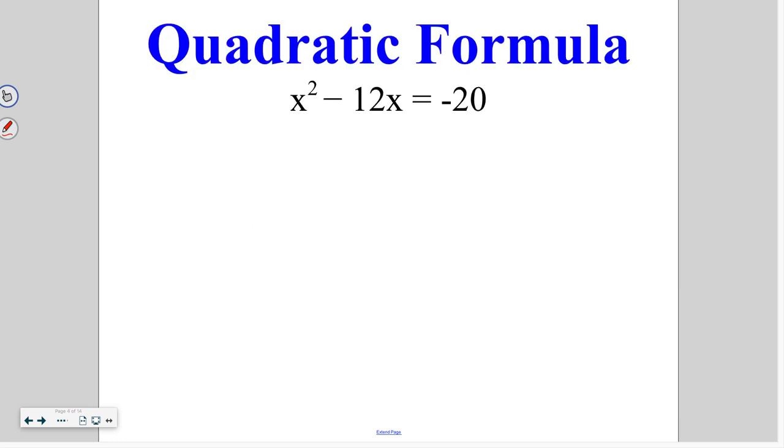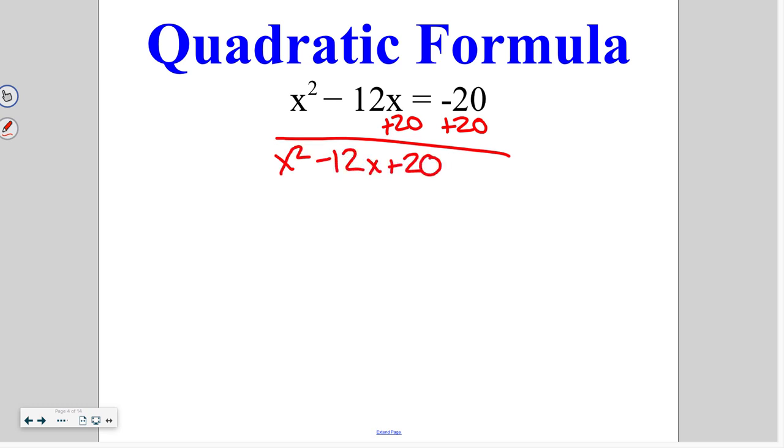So we've got x squared minus 12x is equal to negative 20. Right now my equation is not in standard form, so I need to add that 20 over to the left side of the equation, and I end up with x squared minus 12x plus 20 is equal to 0. I am now ready to plug into the quadratic equation.